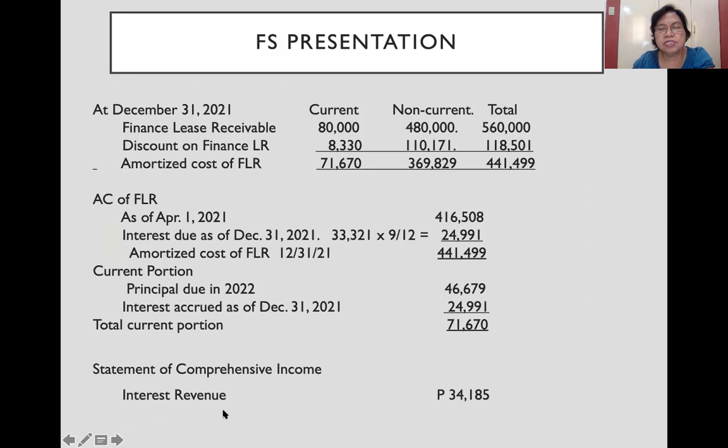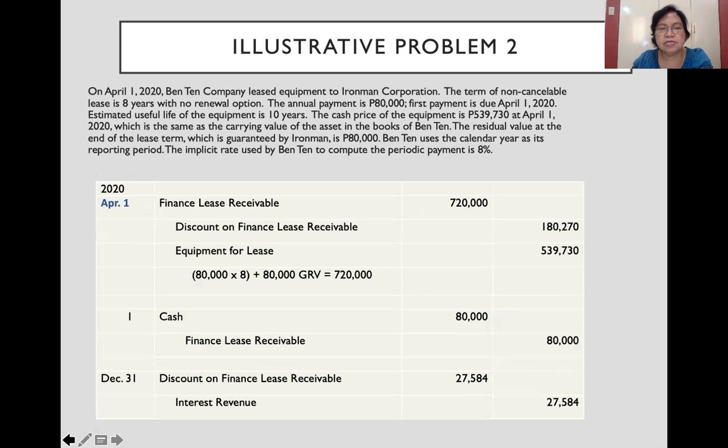Okay, so how do we present the effects of these journal entries in our financial statements? So let us present the financial statements for the year 2021. So in the statement of financial position, what will be our balances for finance lease receivable? So let us compute the balance of finance lease receivable.